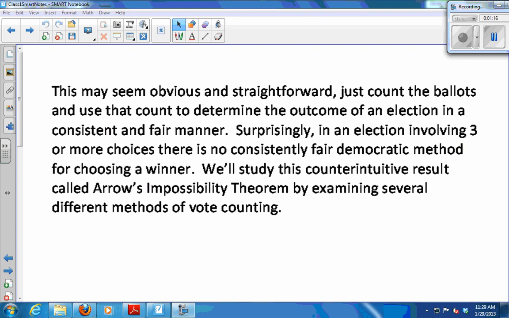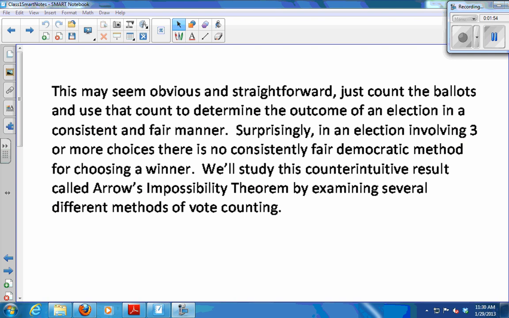But just to count the ballots and use that count to determine the winner in a consistent and fair manner is actually a really complicated thing to do. Surprisingly, it turns out that if you have an election with 3 or more choices, there is no consistently fair democratic method for choosing a winner. It seems kind of unbelievable to say that there is no fair way to do it, because that's what we base our society on, that we try to make decisions in a fair way.